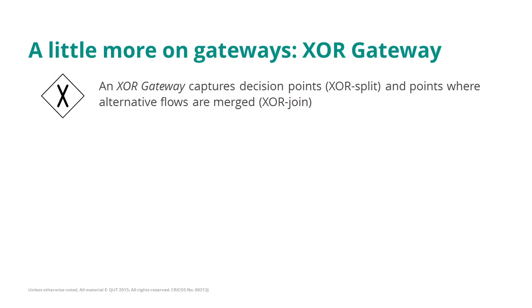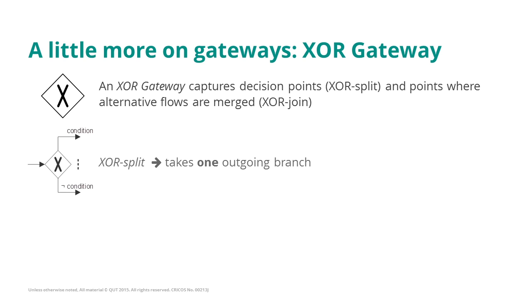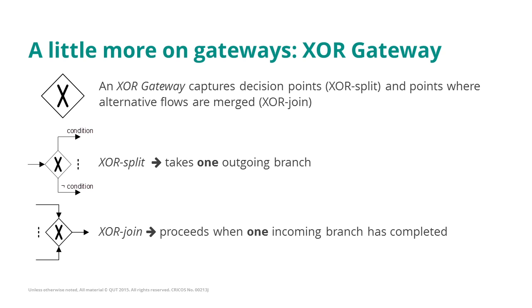So there are in fact different types of gateways. The first one is the XOR gateway. It's a diamond marked with an X. It captures decision points when it is used as a split, or points where alternative flows have to be merged when it is used as a join, called the XOR join.